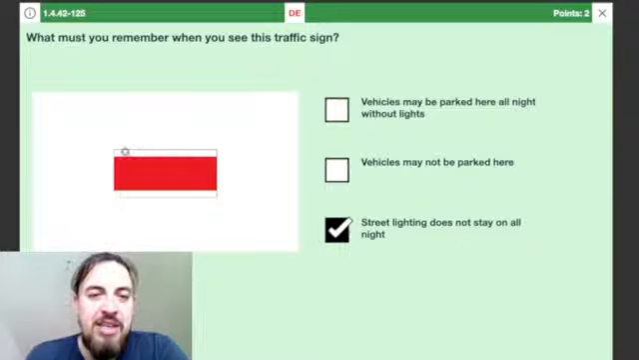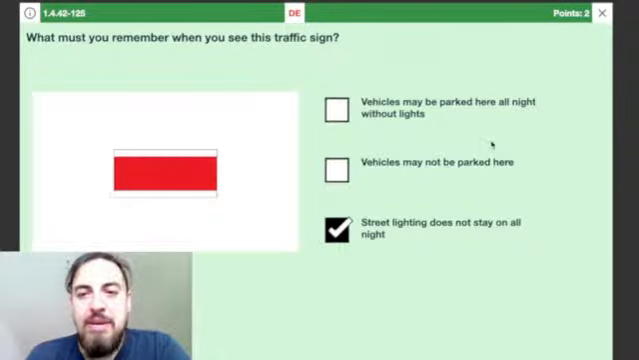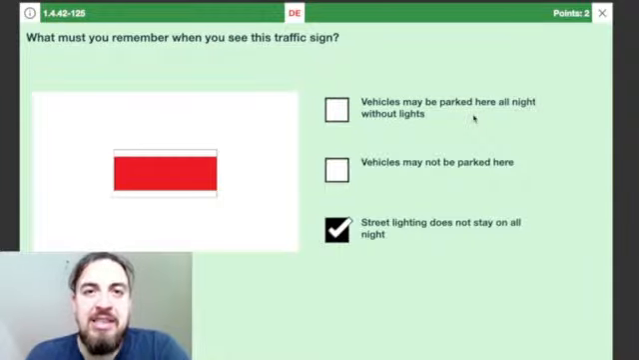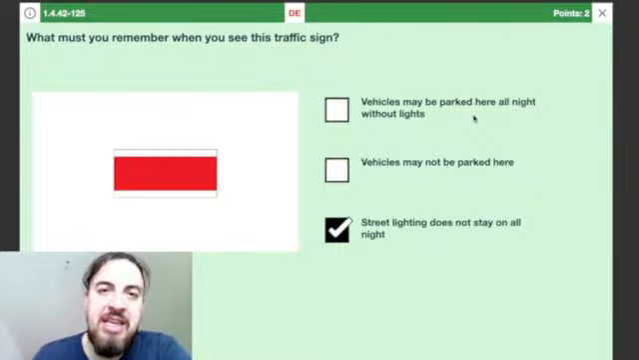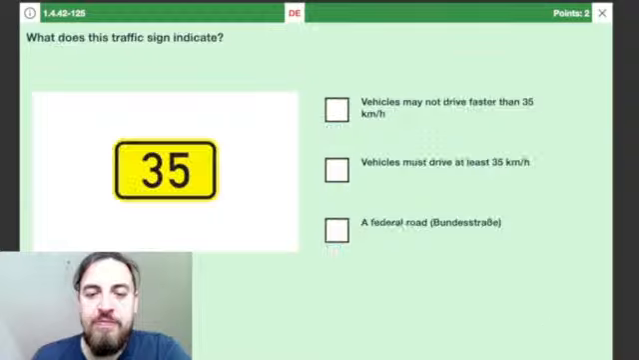It is telling you that this street lighting will be shut down later, and it might be difficult to see your car. However, vehicles may be parked here all night without lights. Maybe better you put lights, if you're outside the village maybe, and the street light will be turned off. Maybe better to activate some lights so that it's better seen. So it's just the last answer.